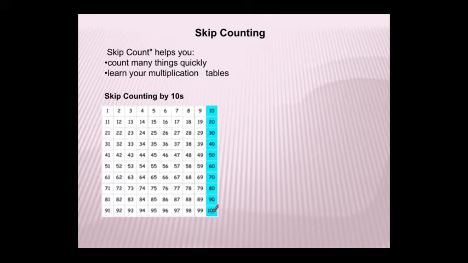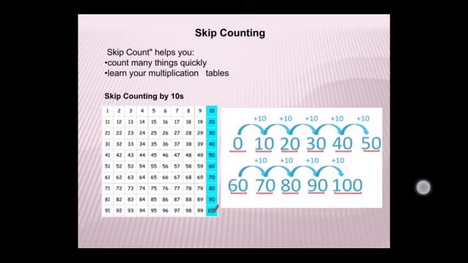See, for example, after 10 the number is 11. After 11 the number is 12. After 12 the number is 13. Like that 14, 15, 16, 17, 18, 19. These numbers you are skipping and you are writing the number 20. Here you are skipping 10 numbers, so you are adding 10 here.